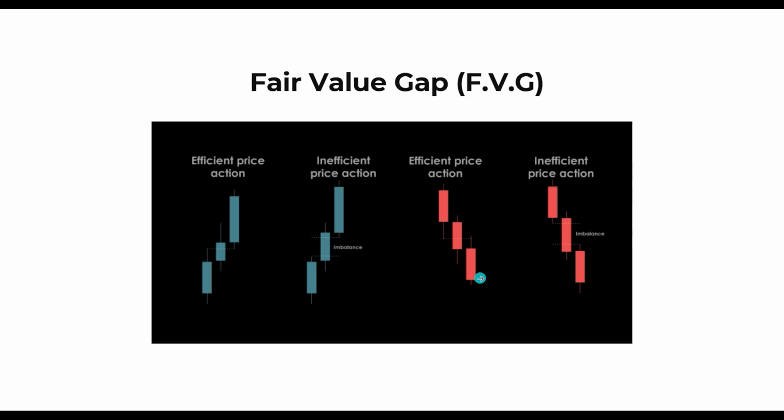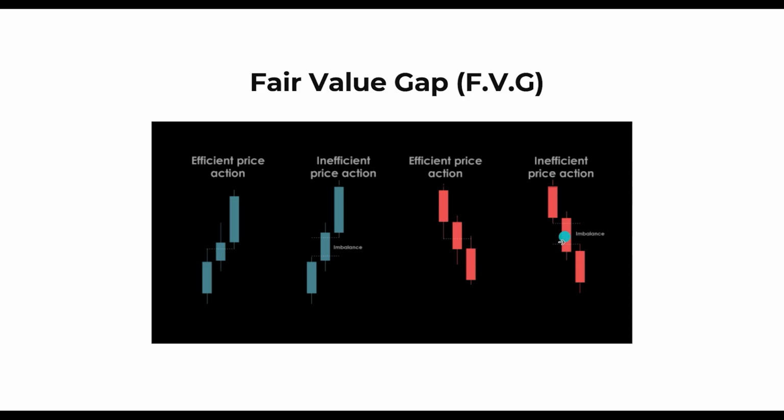As you can see here, once again, we have a three candle formation, and you can see clearly that there's no space between the wick low of this candle and the wick high of this candle. We are dealing with the bearish side of things here, so we don't have any gap between this bearish candle. So we don't have any fair value gap here. On to the next example.